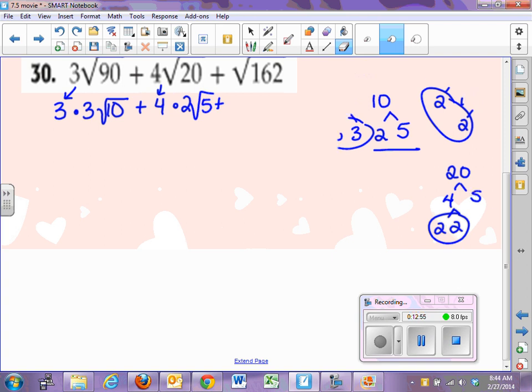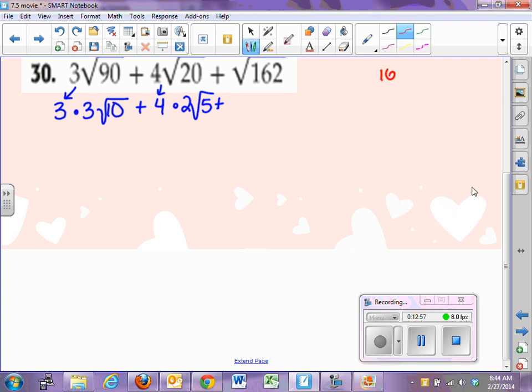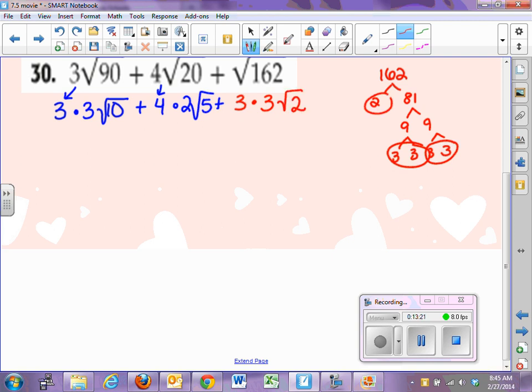162, let me erase this. 162, I know it's even, so I'm going to divide out a 2, and that gives me 81. And right away, I know that's 9 and 9. I can just circle the 9s, but just to show you how it works, if I went further, I can circle 2 3s, so I pull out a 3. I can circle another 2 3s, so I pull out another 3. You see how that's the same as pulling out a 9? Then I'm left with square root of 2.